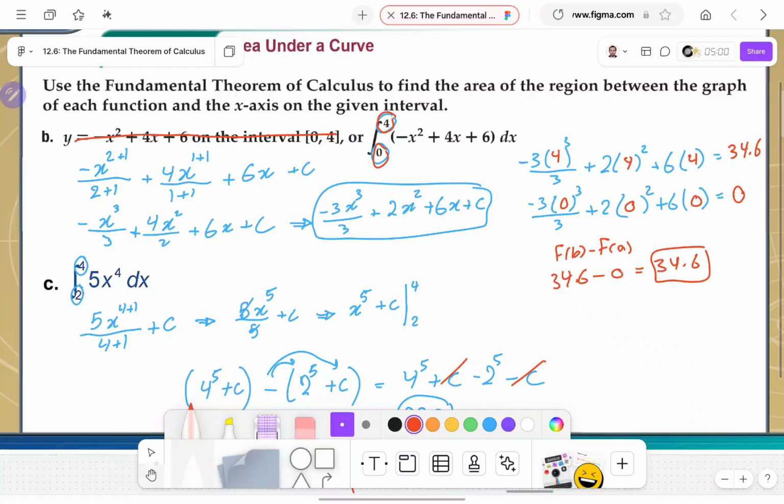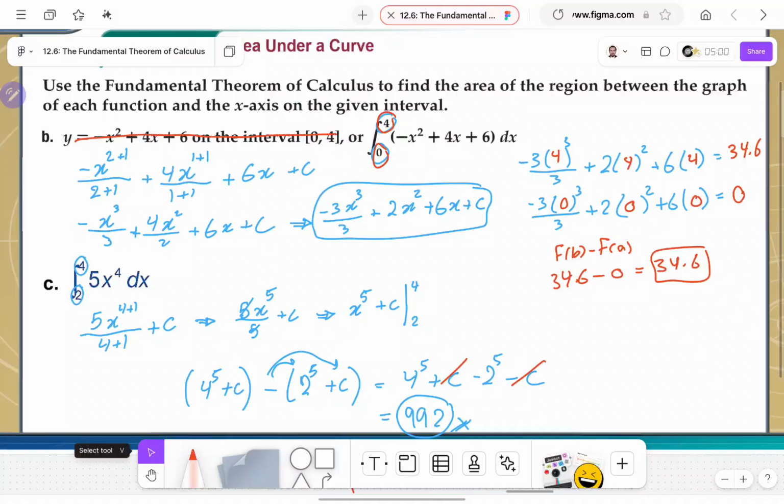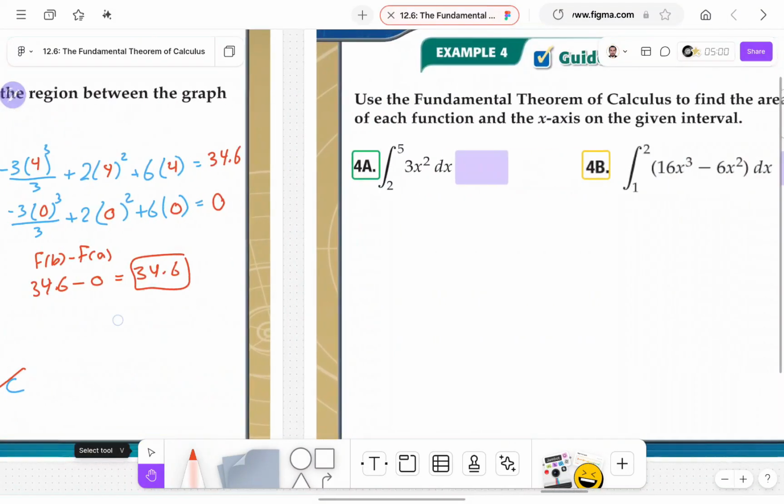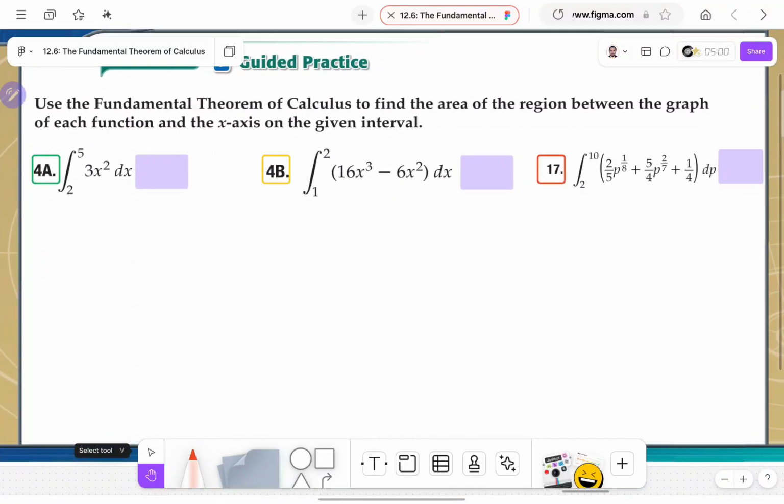So this is the final answer. Okay, I hope you understand this. Now it's your turn. Try to solve these questions by yourself. Okay, and if you need help, please let me know. Let me just reveal the answer for you.